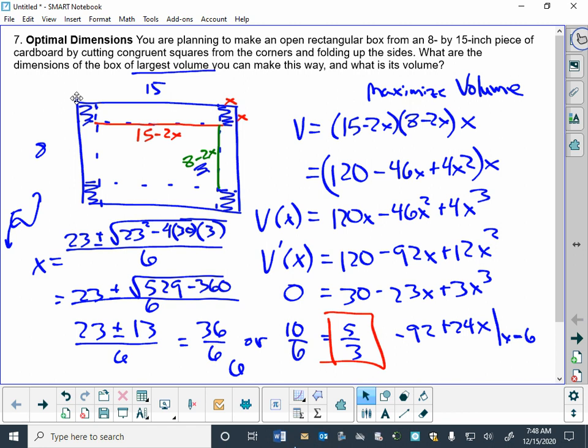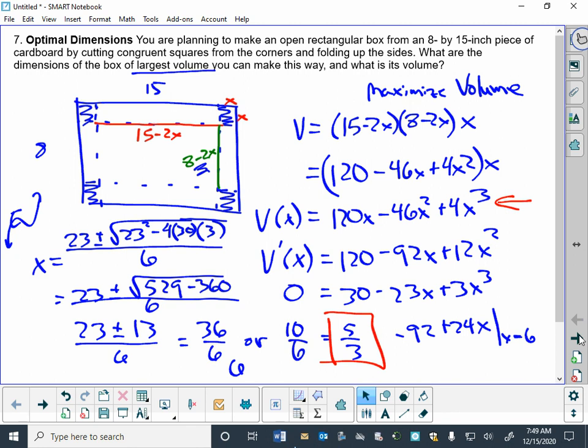If I wanted to know what its volume is, then I'd just plug the 5/3 back into the volume equation to come up with that, but that's just putting numbers in now, so I'm going to skip that for video time. I could demonstrate over here that multiplying 24 by 5/3, so divide the 24 by 3, and I get 8 times 5 is 40. Negative 92 plus 40 is definitely still a negative number, so concave down at that point, and so it must be a maximum value.